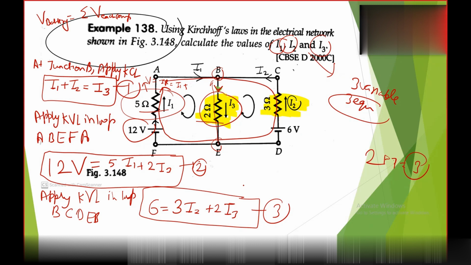Any confusion how I have framed the equations? उसमें तो किसी को कोई problem नहीं है. How I have applied KVL and KCL? Sir, in equation I have problem. Which one? Tell me. Sir, 6 is equal to 3I2 plus 2I3. Yes, beta. Means how we have framed it?